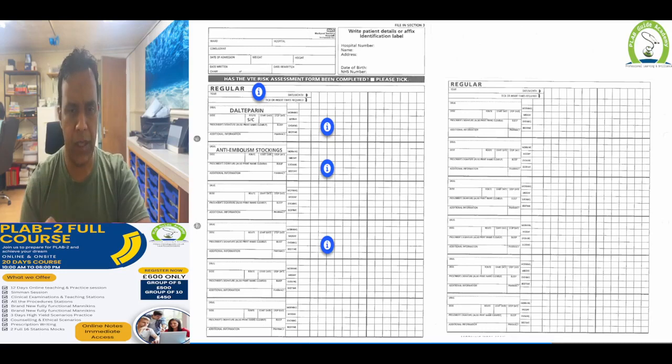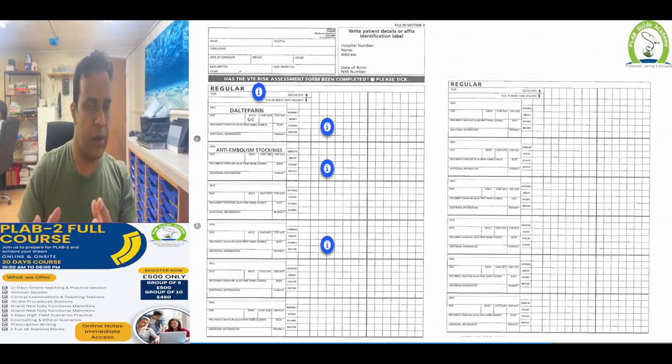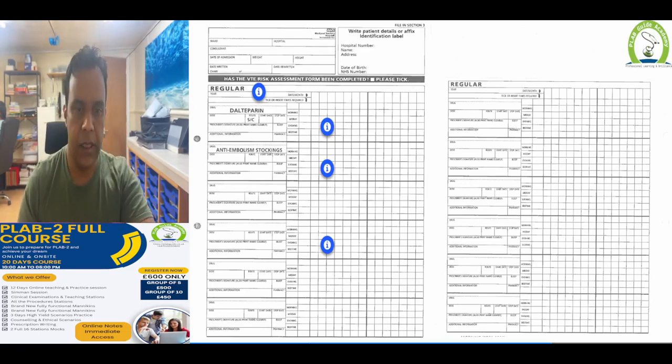So it is important that you write the dose of dalteparin. Any patient who is hospitalized, unless it is a child or there is any bleeding disorder or there is any other clear contraindication, should get dalteparin. It is 5,000 units subcutaneous, and usually it is given in the evening. You must write the date when you want to start, and in the instruction or in the additional information you can write for the VTE prophylaxis.